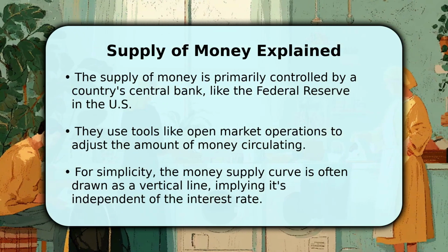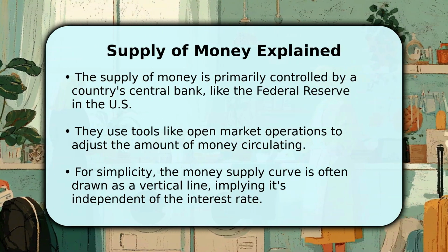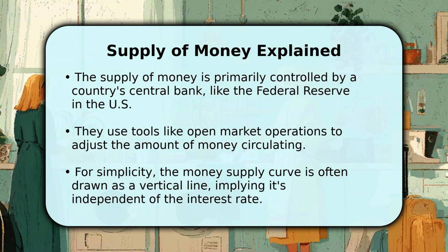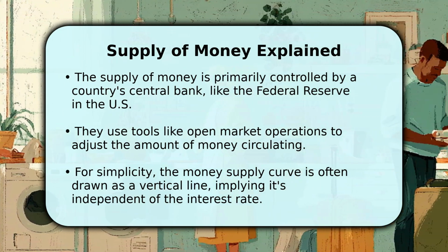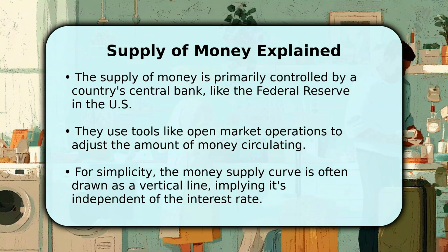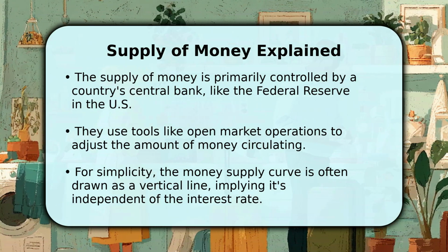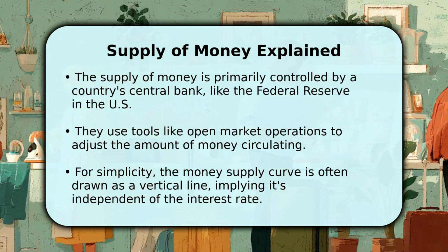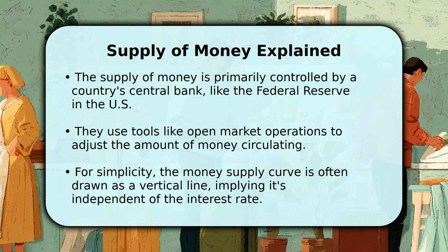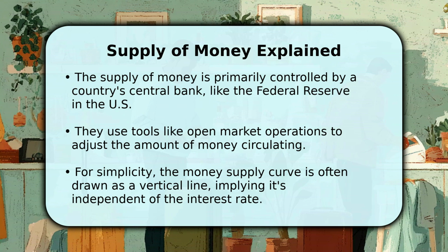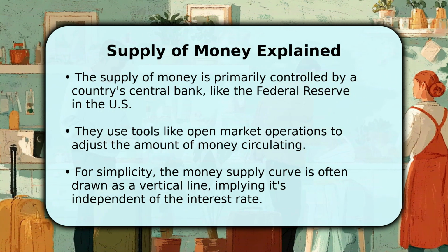Now let's look at the other side, the supply of money. Unlike demand, the supply of money is largely determined by the central bank of a country. They have specific tools, such as buying or selling government securities, to directly influence how much money is available in the economy. For the purpose of our graph, we usually illustrate the money supply curve as a straight vertical line. This signifies that the quantity of money supplied by the central bank doesn't immediately change based on fluctuations in the interest rate.